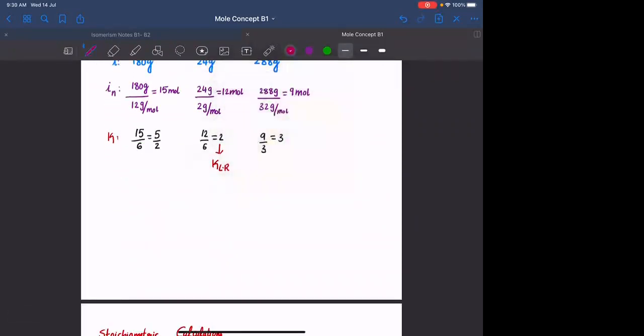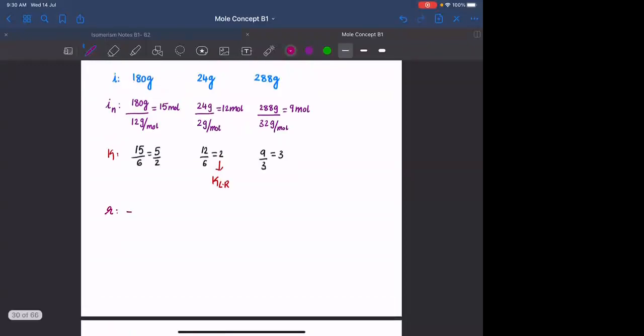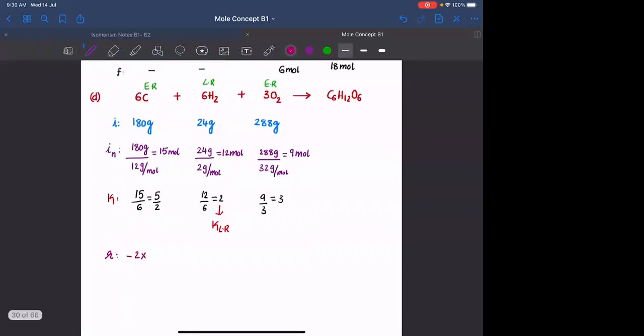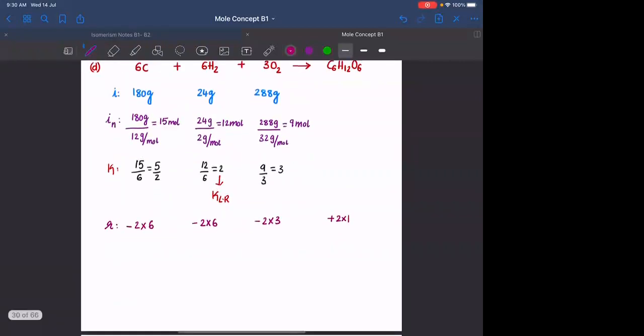After that, what do we calculate? We will calculate the reacted amounts. Reacted amounts equal the K of the limiting reagent, which is minus 2, into the stoichiometric coefficient, which is 6. Here also minus 2 into 6. Here minus 2 into 3. Here plus 2 into 1. So what are the final moles equal to? This is 15 minus 12.